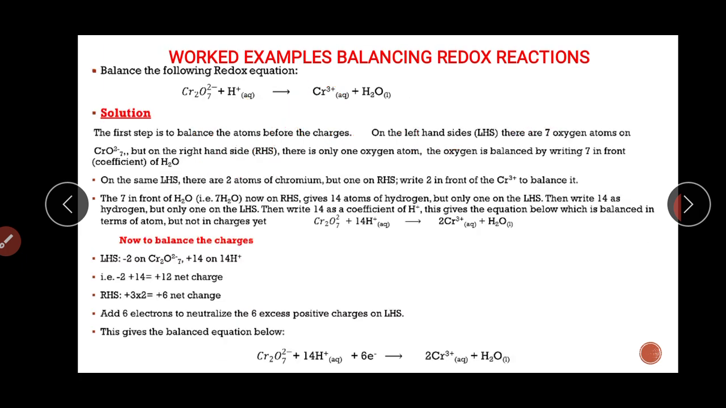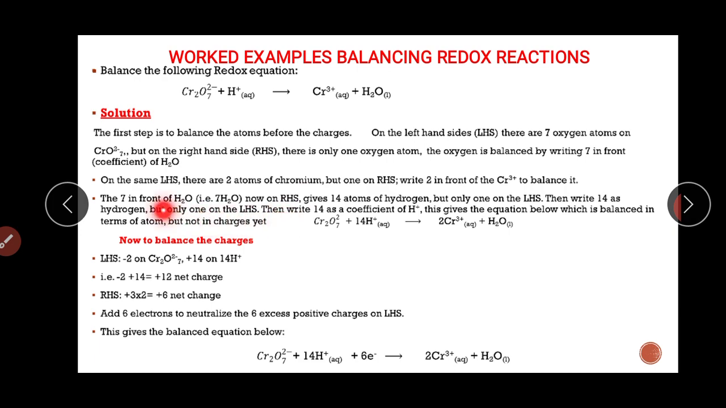Now look at the second one, which is the fact that we are supposed to balance the redox reaction. Cr2O7 2 minus. Let's look at the atoms on the left and the right. On the left side, we have 7 oxygen. And on the right, what do we have? We have 1 oxygen on the right. Can you see that? We have 7 oxygen here and one oxygen here. So what do we do? There's only 1 oxygen there. We balance it by writing 7 at the back of the H2O here.